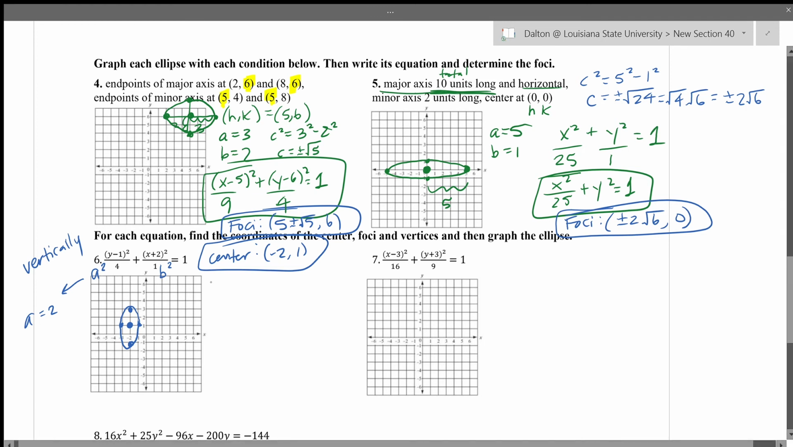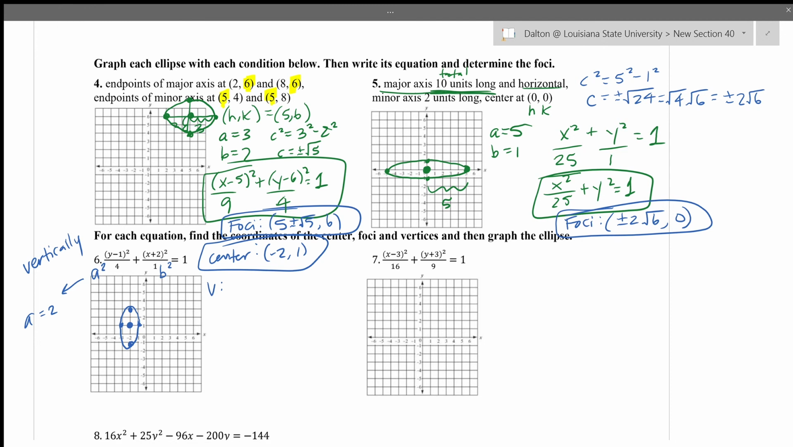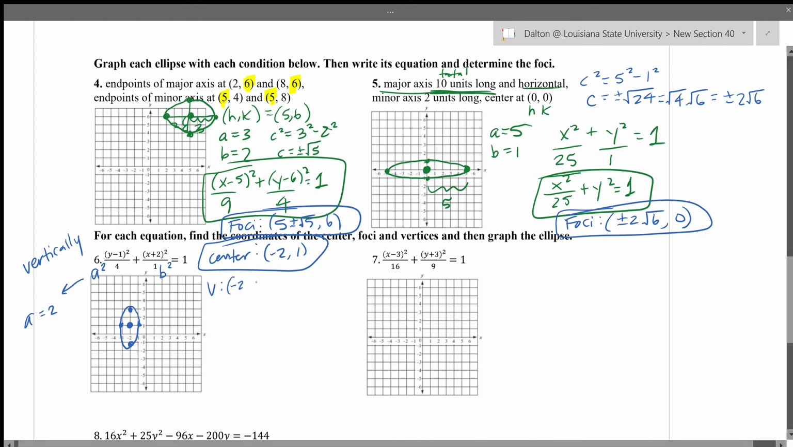Okay, now you can name the vertices. Remember, the ones that we call just regular vertices are along the major axis. So in this case, because it's stretched vertically, it's going to be the topmost and bottommost points. So it's going to be -2, 3, and -2, -1. And then your co-vertices are going to be the ones that are closer together along the minor axis, which will be -3, 1, and -1, 1. So that's the second part.